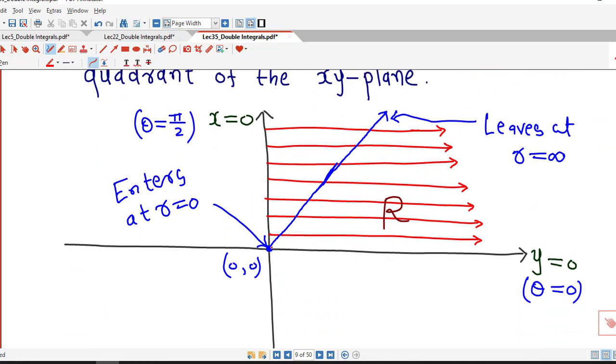Now as usual, to determine the limits of r, we imagine a ray starting from the origin and passing through the region, as we have shown here.